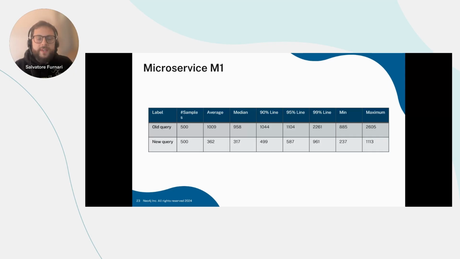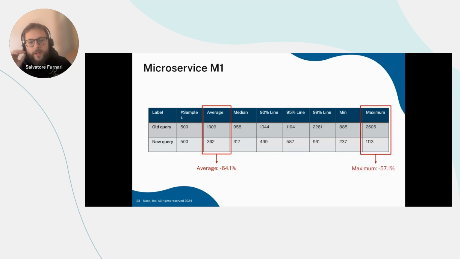So these results are extracted by JMeter. I used JMeter to extract these results. These are the 500 slowest calls. And you can see the differences between the old query and the new query. We have a reduction of the average by 64%, and a very similar result for the maximum.